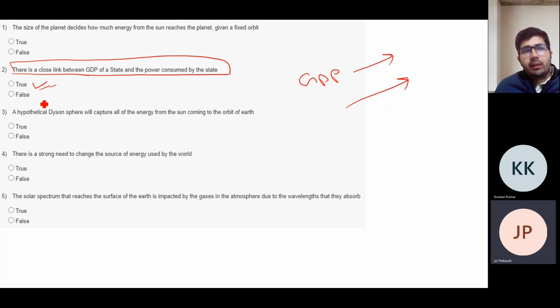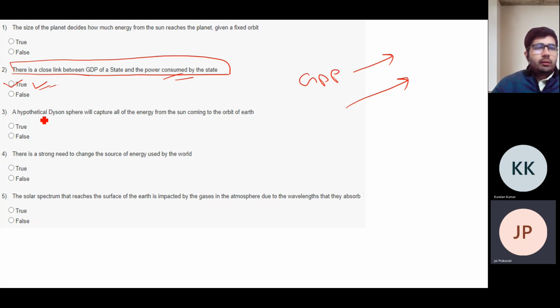So basically, the GDP is linked with the power consumption. The more power consumption means more resources are available, more energy is used by the processes. So the GDP is directly linked with the power consumed. So it's a true statement.